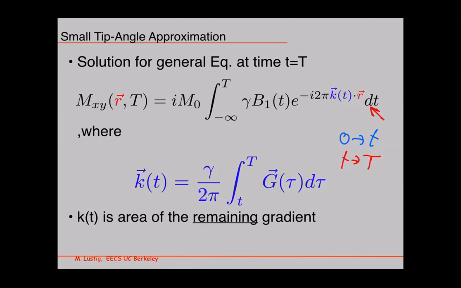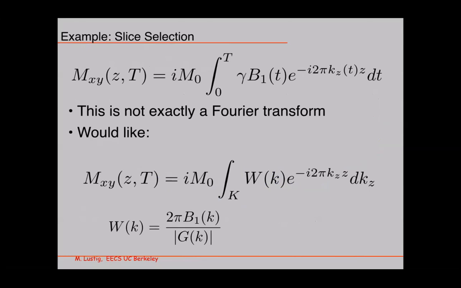So this is exactly what we're going to do: change the integral to be an integral over k. We're moving from something like this to some w of k, e to the minus i 2 pi k. In that case we're talking about kz, but it could be generally kr dot r, so it could be arbitrary. But in this case, we're just doing slice selection. So mxy at z and tau equals that.